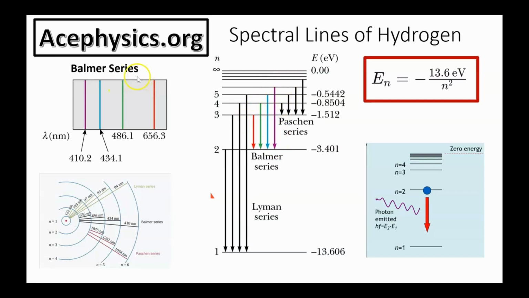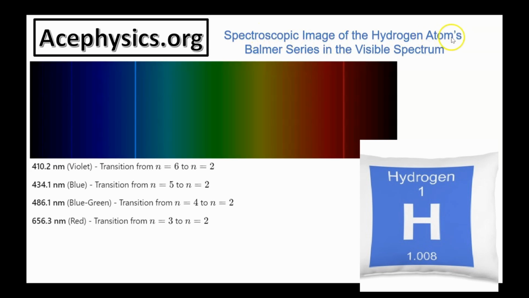If you were looking at the spectrum of hydrogen, you would see these spectral lines corresponding to specific electron transitions that give off one frequency of light. Here's a spectroscopic image of the hydrogen atom's Balmer series in the visible spectrum.